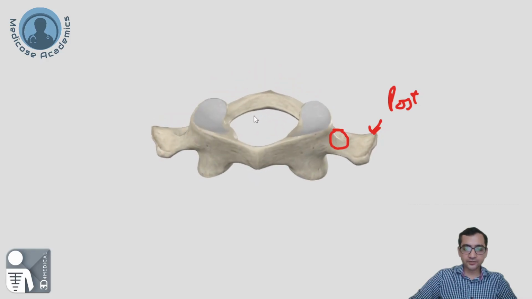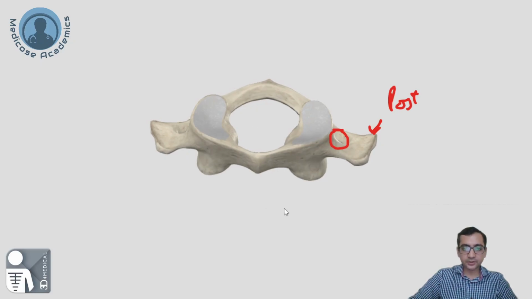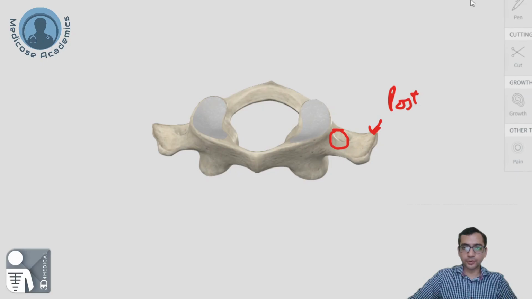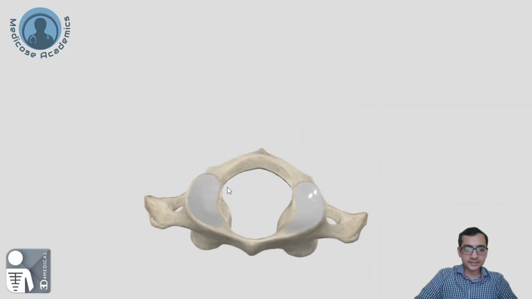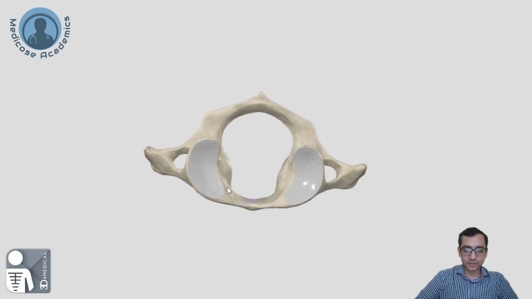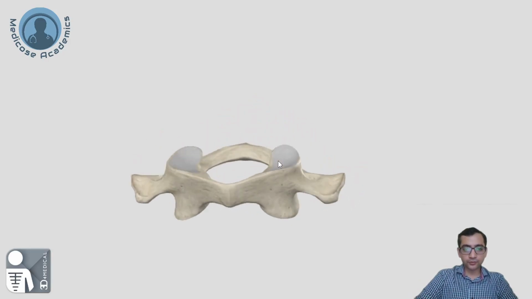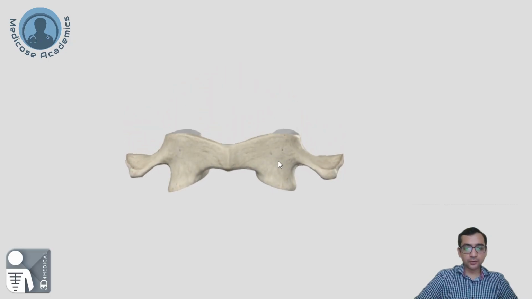And the articular surfaces: there are two articular surfaces, one on the top aspect of the lateral mass and one on the bottom aspect of the lateral mass. The top aspect helps in making the joint with the occipital bone, the occipital condyle, making the atlanto-occipital joint. As you can see from here, this is kidney shaped, and if we look from the side like this, it is concave, it is having a dip.